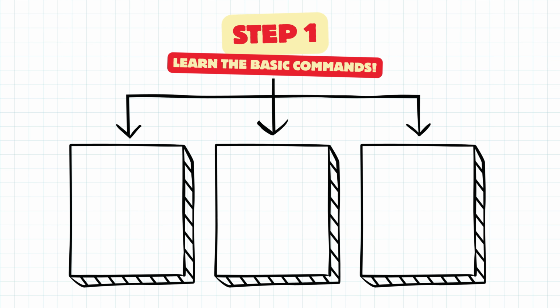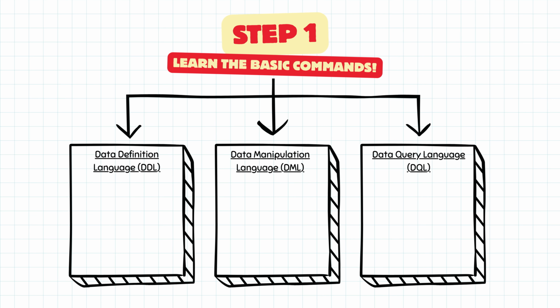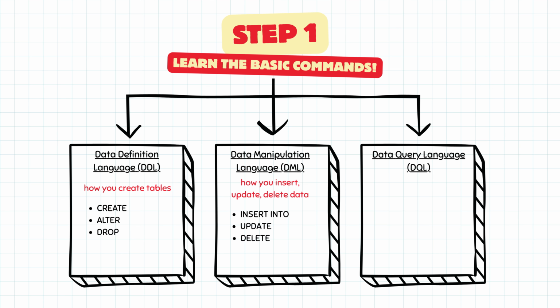Start with 3 core categories, DDL, DML, and DQL. DDL is how you create tables. DML is how you insert, update, delete data. DQL is how you query it, and that's where you'll live. Focus on select, from, where, order by, group by, and having. These commands alone cover 60% of real-world SQL questions.